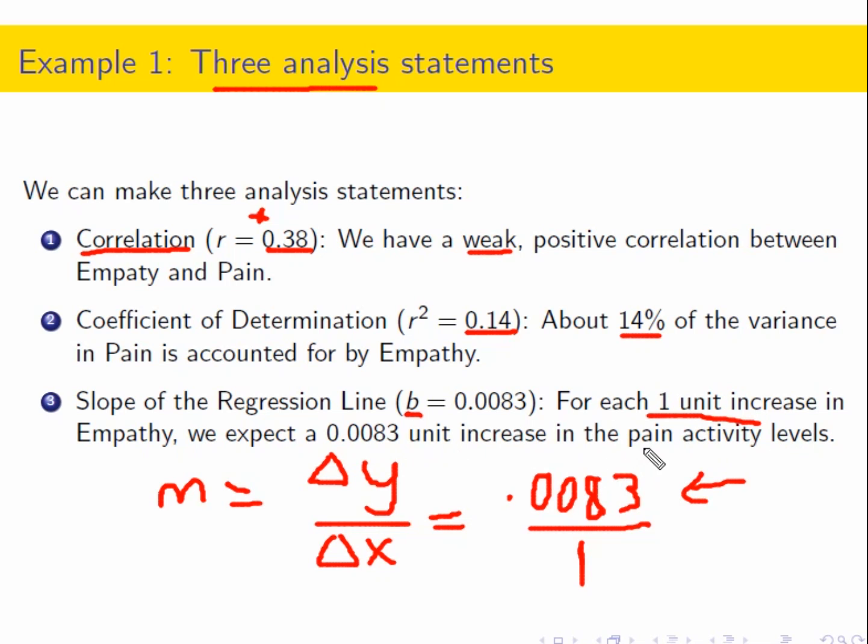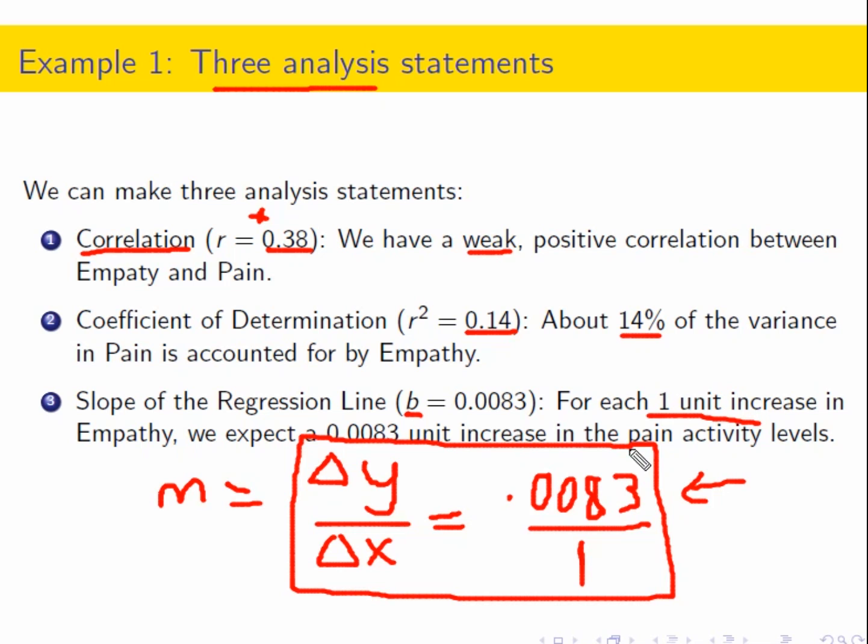So just remember that we're using this change in y over change in x idea of the slope, putting whatever the slope number is over 1 to make it a fraction, so I can just write down this proportion in words. So that's what it means to analyze the slope of the regression line.